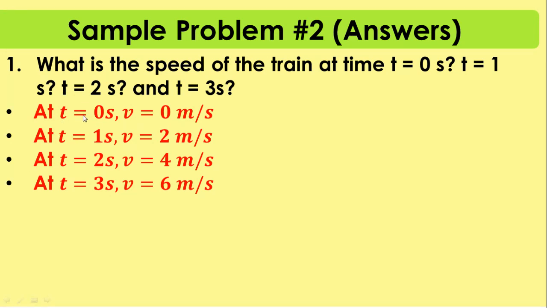So for time 0, the speed is 0 meters per second. For time 1 second, the speed is 2 meters per second. And for time 2 seconds, we have 4 meters per second. And for time 3 seconds, the speed is 6 meters per second. So ito po yung ating speed ng train during the different times.